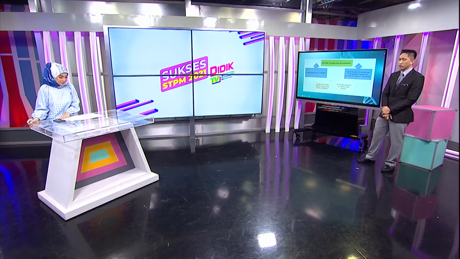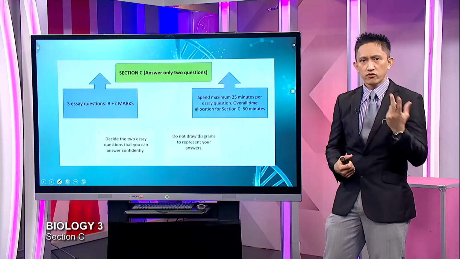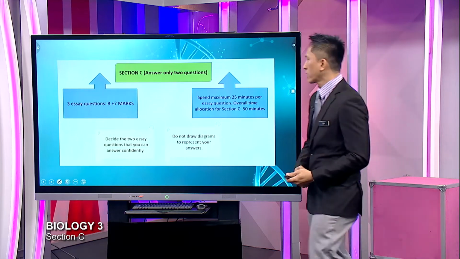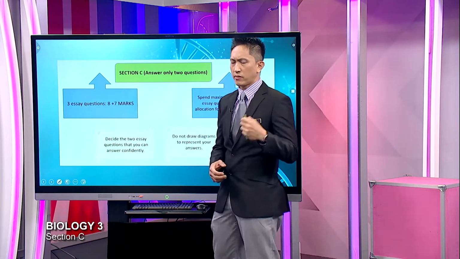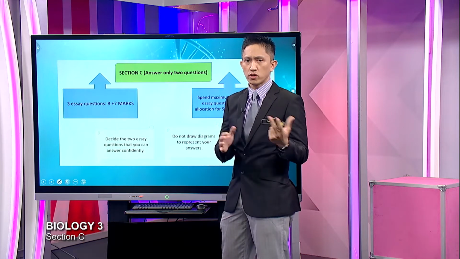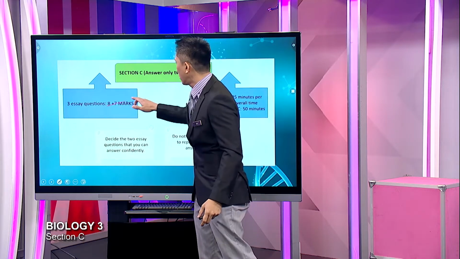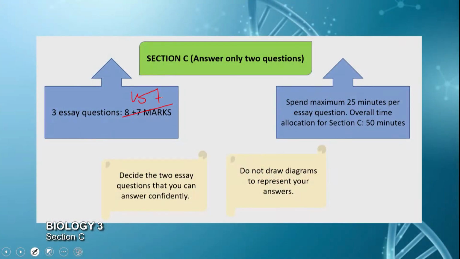Okay, now candidates for section C. As I mentioned earlier, there are 3 questions. You have to choose 2 questions, right? Both questions, which are question number 18, 19, or 20, depending on which you choose, will give you a total of 15 plus 15, which is 30 marks. I highly advise you to spend 25 minutes per question. So overall, since you are going to answer 2 questions, that would be 50 minutes altogether.